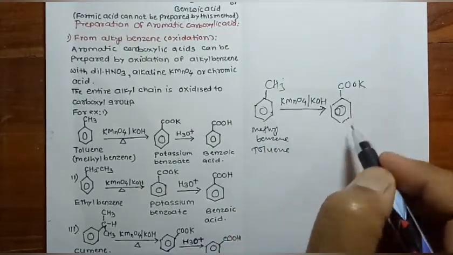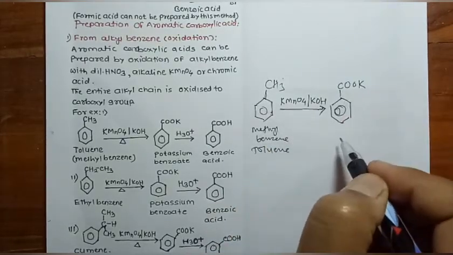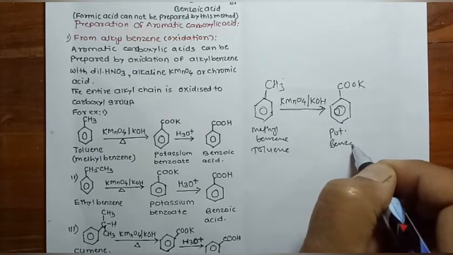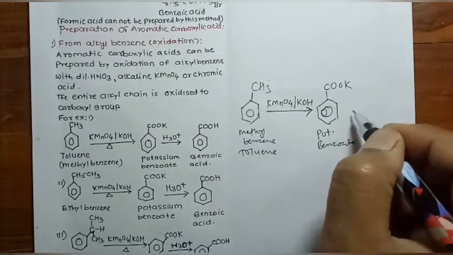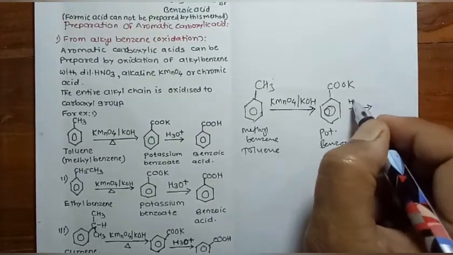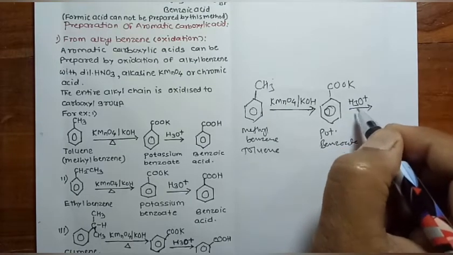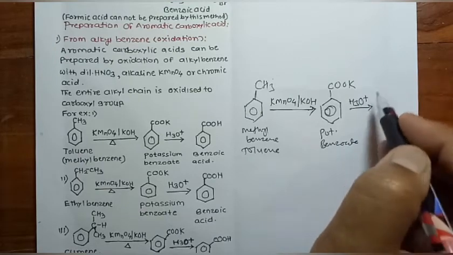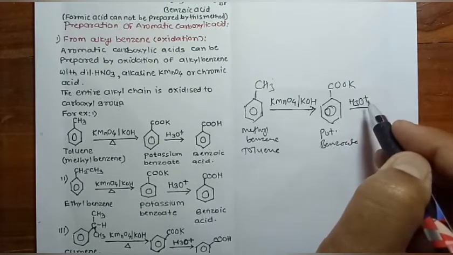Here COOK is a potassium salt of benzoic acid, known as potassium benzoate. Now this on acid hydrolysis again. Hydrolysis means addition of water in the presence of acid. We can write like this, H3O plus. H2O means addition of H2O in the presence of acid, meaning H plus. Together we can write like this, H3O plus.